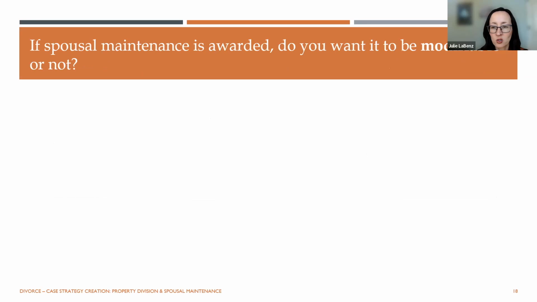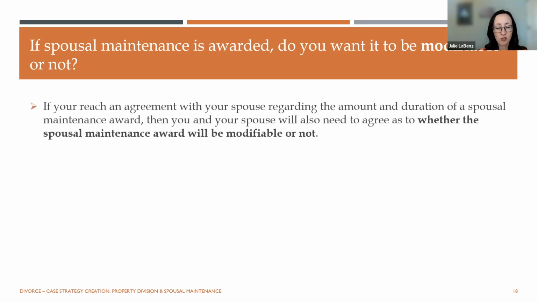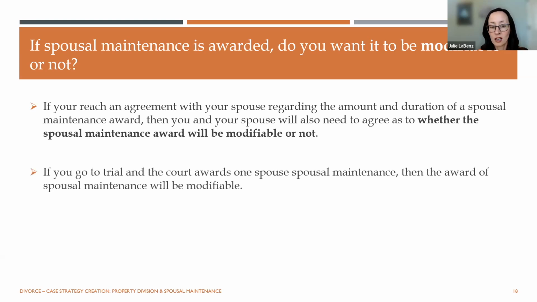If spousal maintenance is awarded, do you want it to be modifiable or not? If you reach an agreement with your spouse regarding the amount and duration of a spousal maintenance award, then you and your spouse will also need to agree as to whether the spousal maintenance award will be modifiable or not. Okay. If you go to trial and the court awards one spouse spousal maintenance, then the award of spousal maintenance will be modifiable.